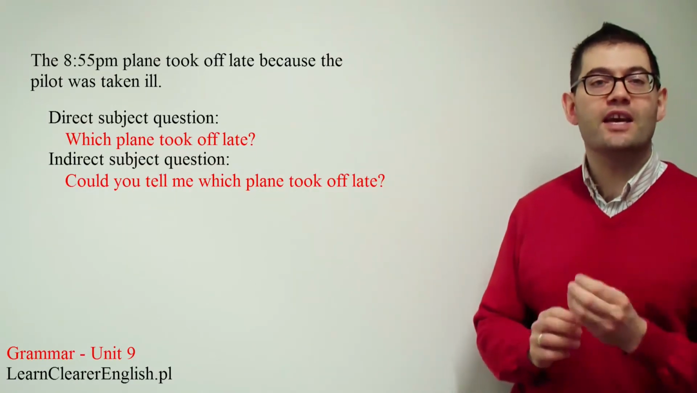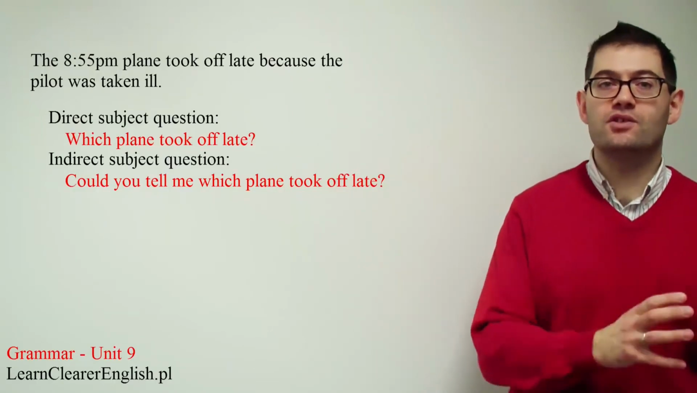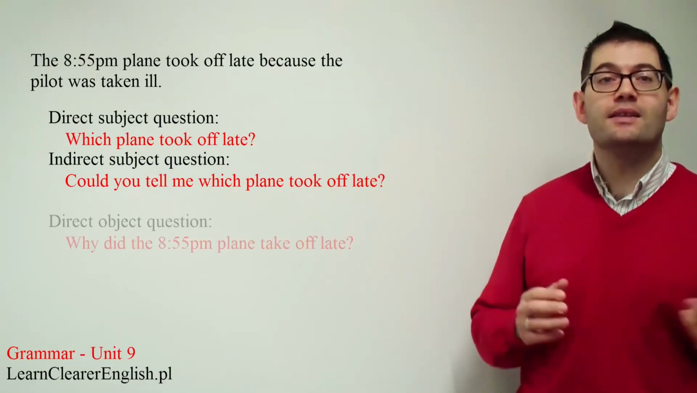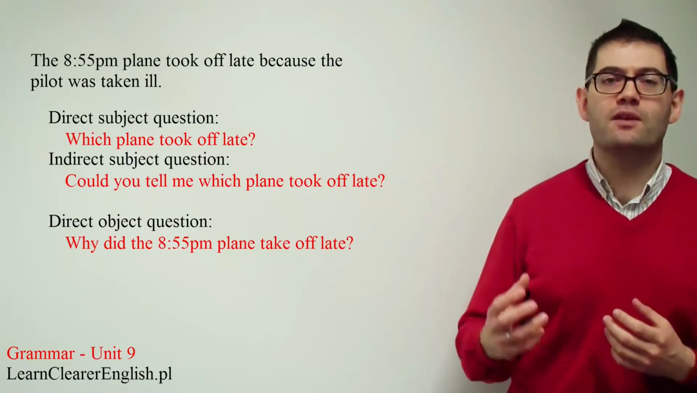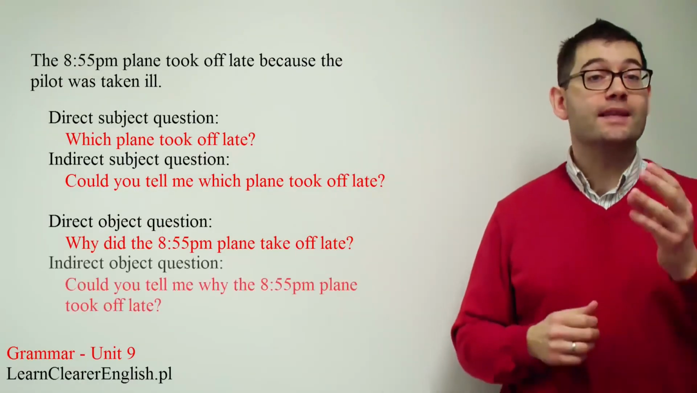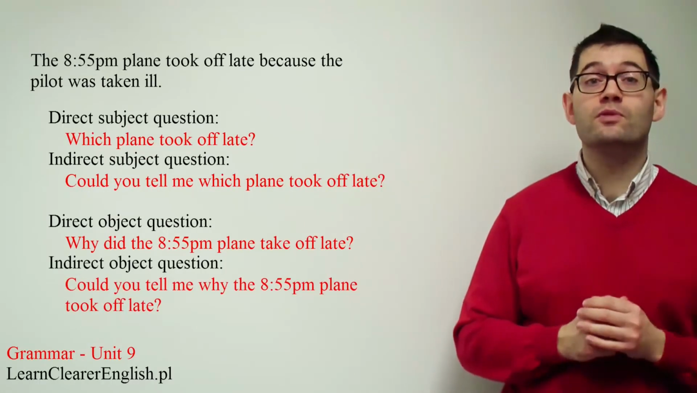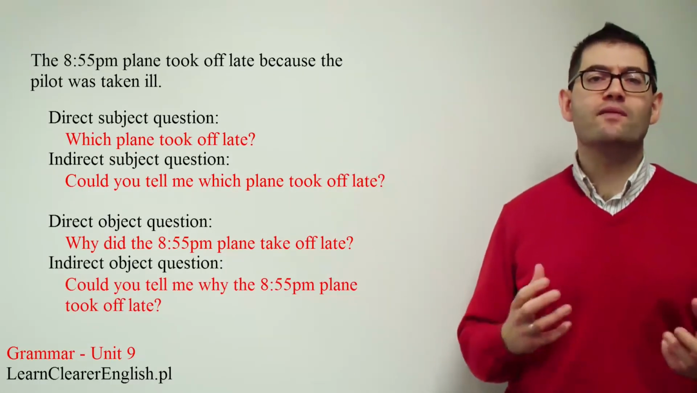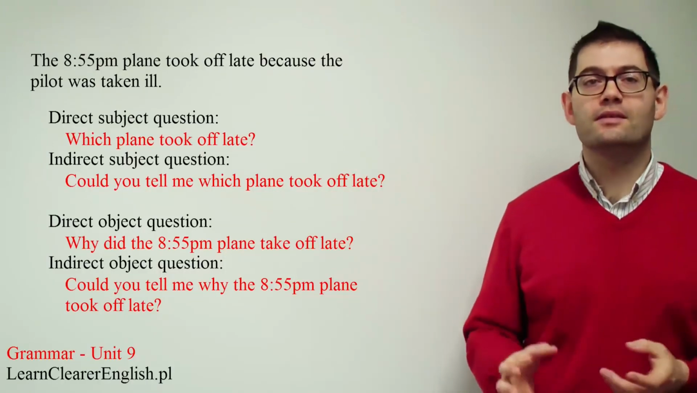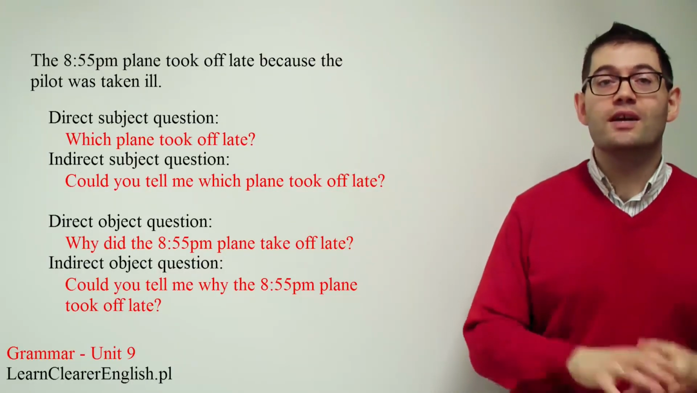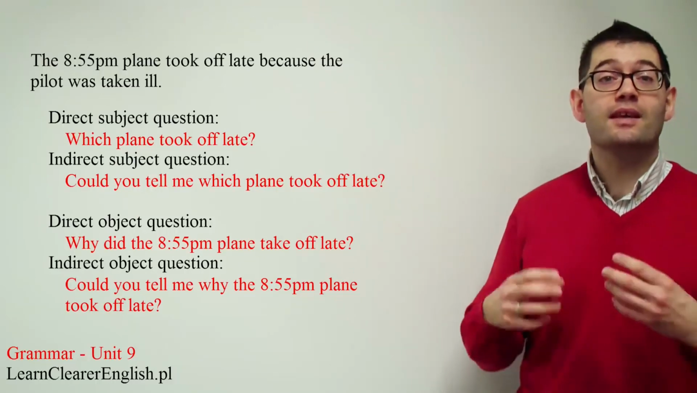Just to quickly recap the QUASM form we looked at in the last unit, and for sake of comparison, the direct object question would be, "why did the 8:55 p.m. plane take off late?" And the indirect object question form would be, "could you tell me why the 8:55 p.m. plane took off late?" Please note, as we discussed a few seconds ago, the auxiliary verb disappears in the indirect question form.